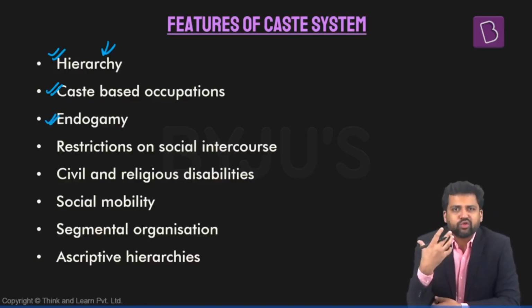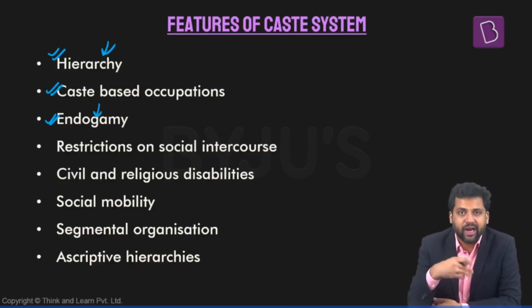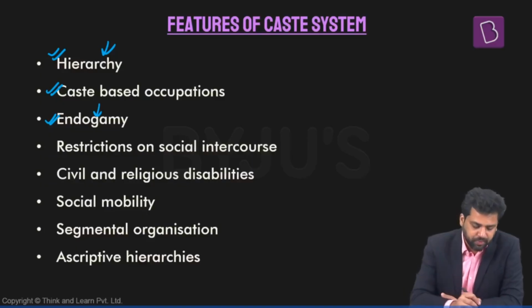Then endogamy is another feature of the caste system. Endogamy means marriage within the same caste. People who belong to a particular caste typically choose partners and spouses who belong to the same caste community. So this is another feature: endogamy, marriage within the same community, the same caste.